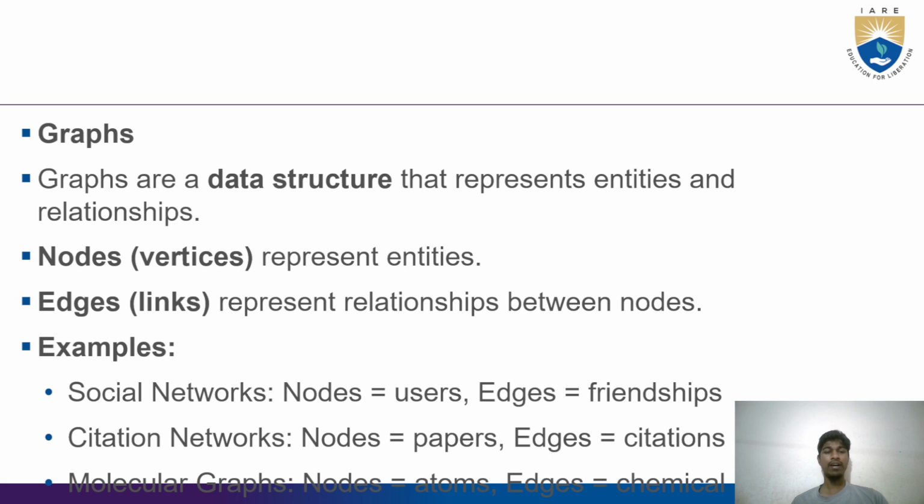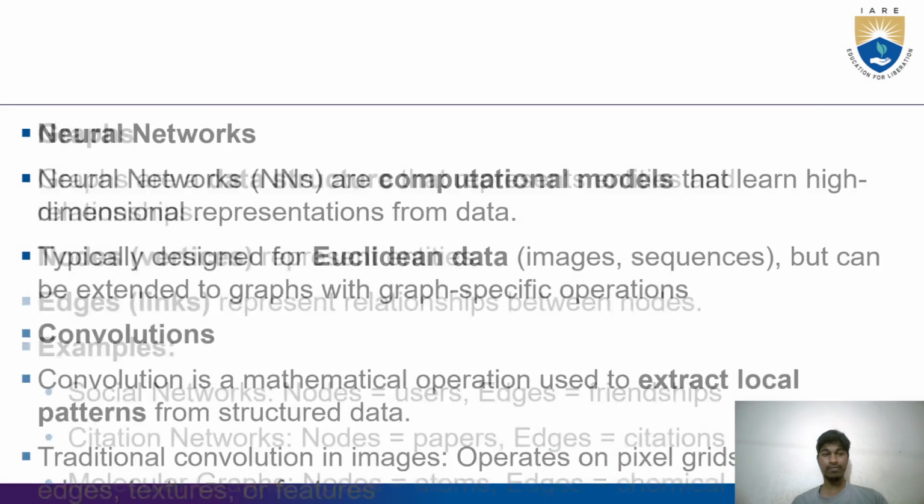Graphs. Graphs are a data structure that represent entities and relations. Graphs consist of nodes, which are known as vertices, representing entities, and edges, or links, representing relationships between nodes. For example, in a social network, nodes are represented by users and edges by friendships. Citation networks: nodes are represented as papers and edges as citations. Molecular graphs: nodes are represented by atoms and edges by chemical bonds.